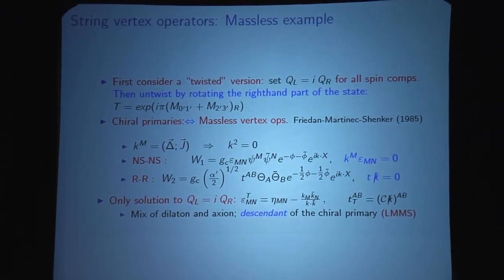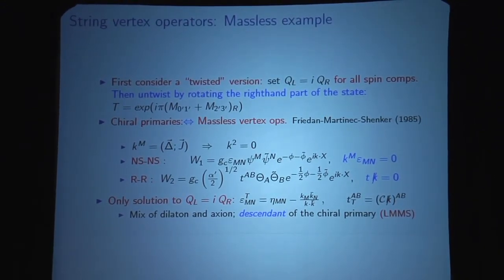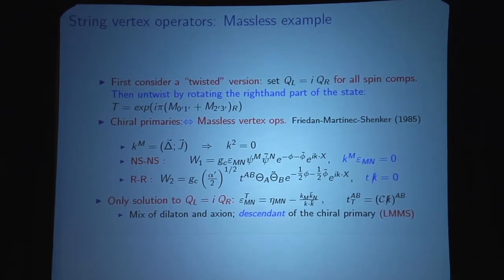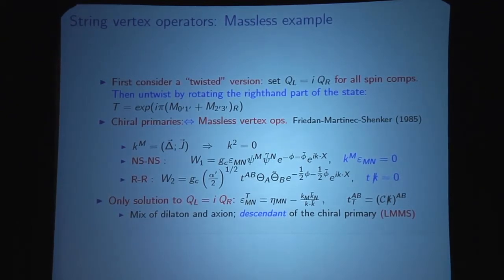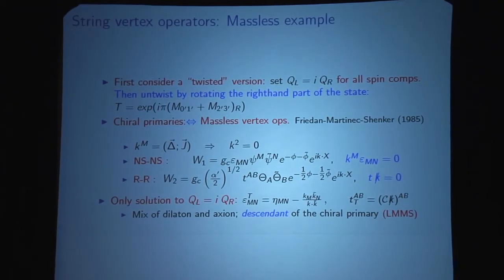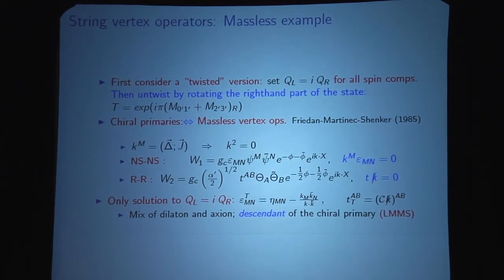The momenta are chosen, as I said before, like this. K squared is equal to 0. And we have two types of vertices: Neveu-Schwarz and Ramond. So we have worldsheet fermion fields on the worldsheet. We have ghost fields as well. This is choosing the -1 picture.